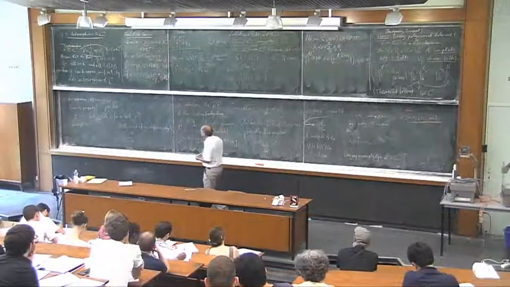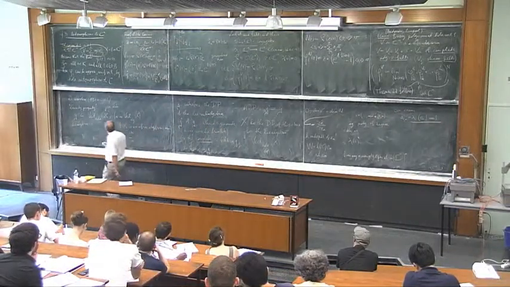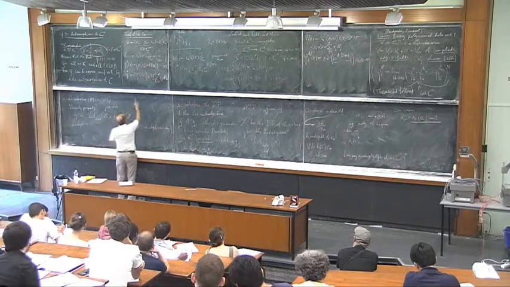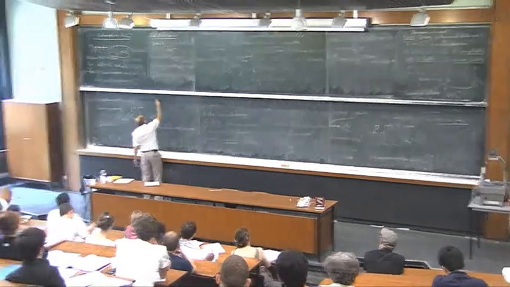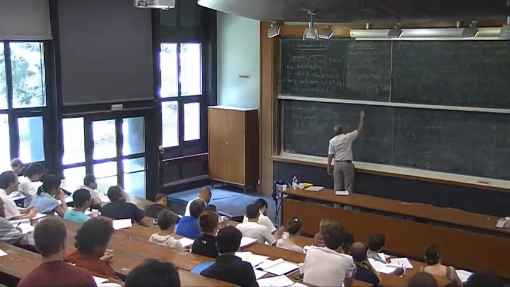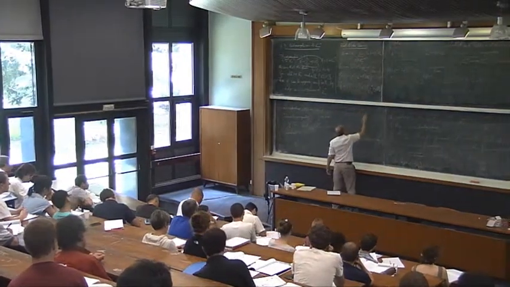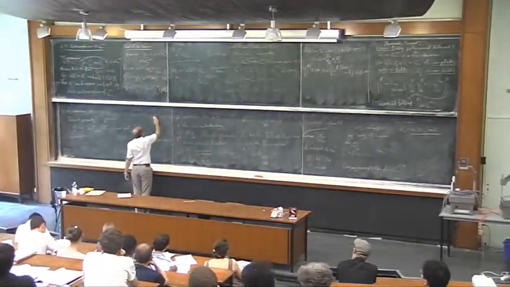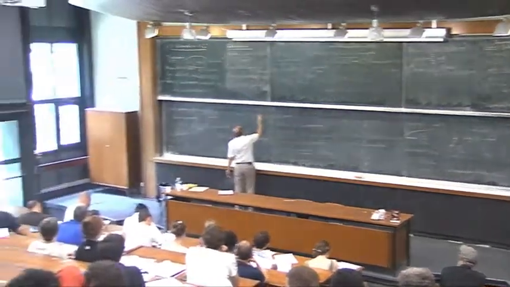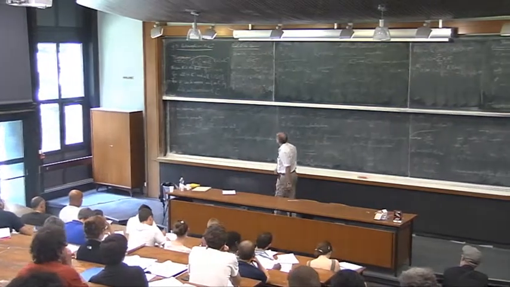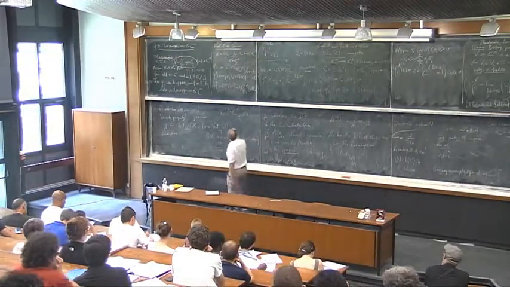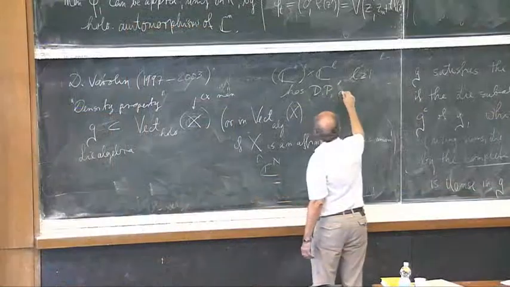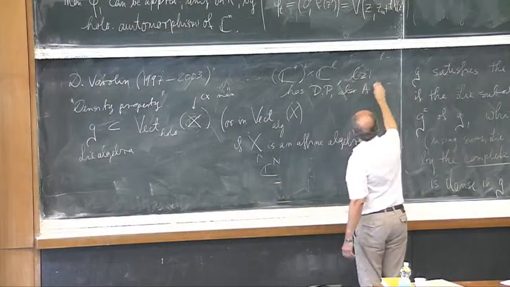And then Varolin proved that many other complex manifolds have the density property. For example, if you take such products, where k is at least 1, actually l is at least 1, you take products of C star to the k and C^l, this has the density property and also the algebraic density property.